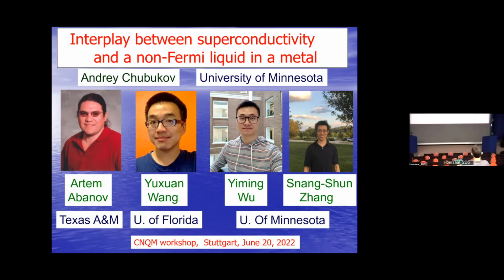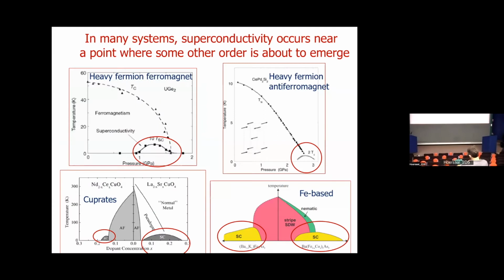So it's a story about a bunch of works done with quite a number of people. Some are in the audience. And I will tell you about one part of the story done with these wonderful people. And it's all about the interplay between superconductivity, or more accurately, pairing of fermions, and non-Fermi liquid in a metal.